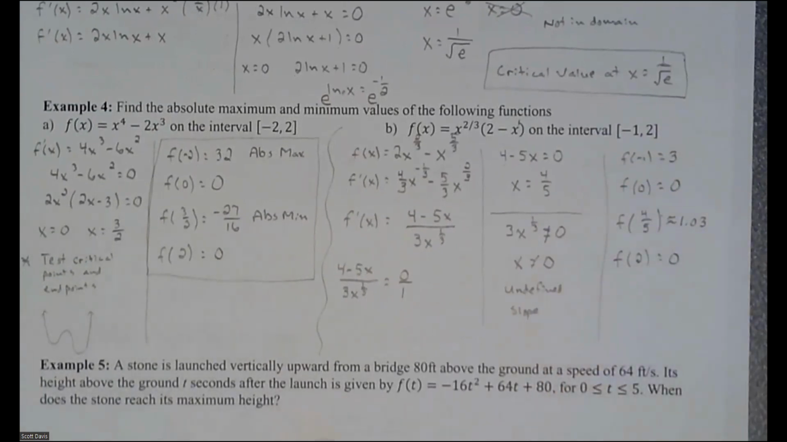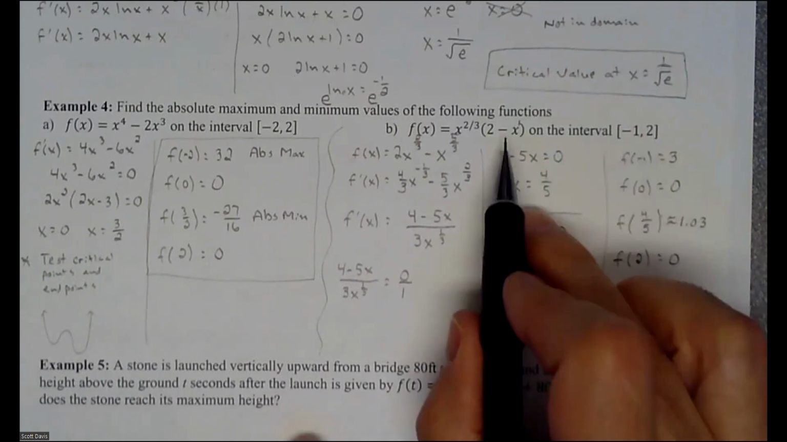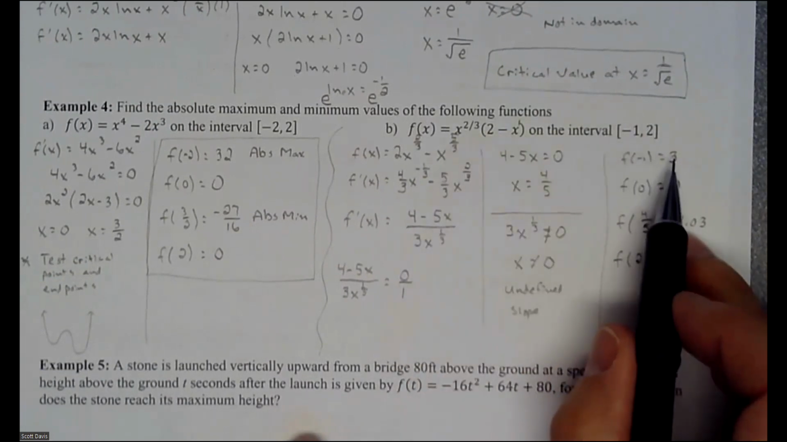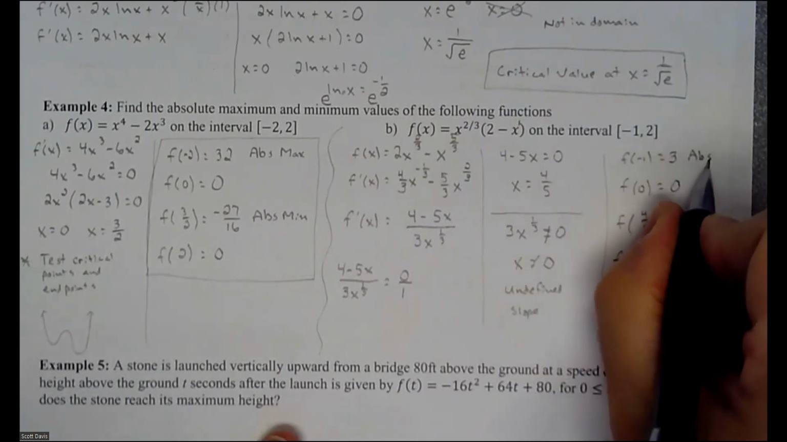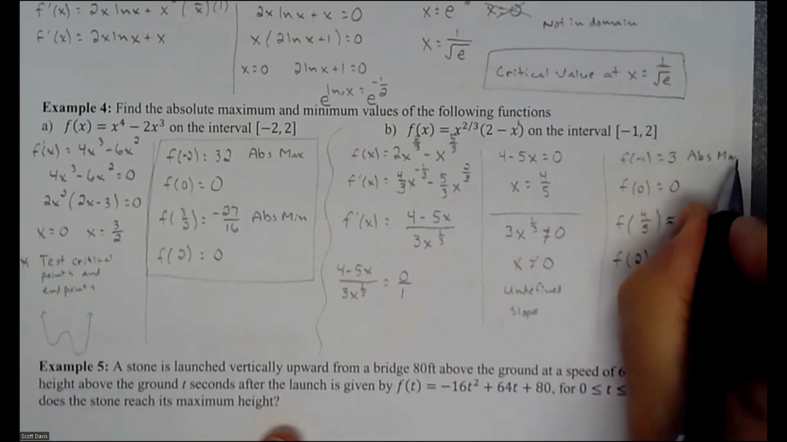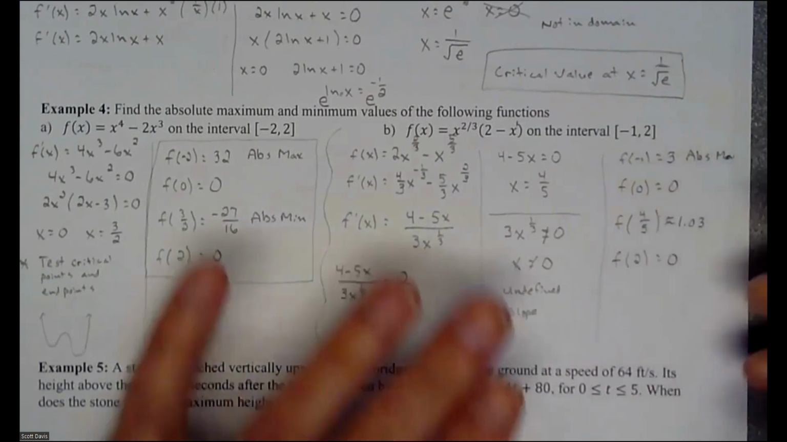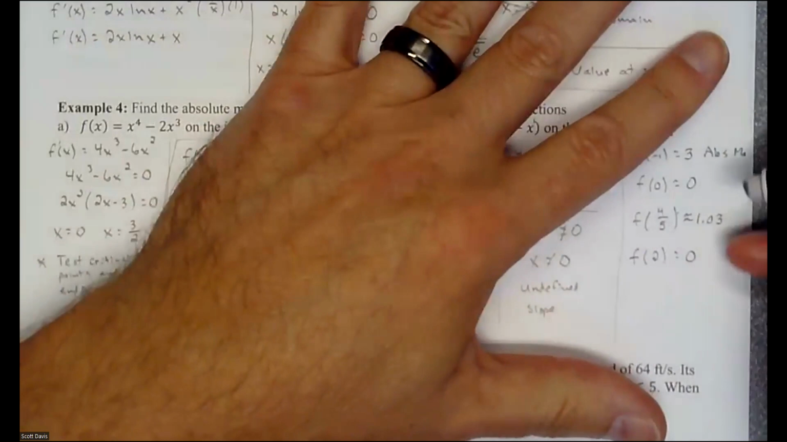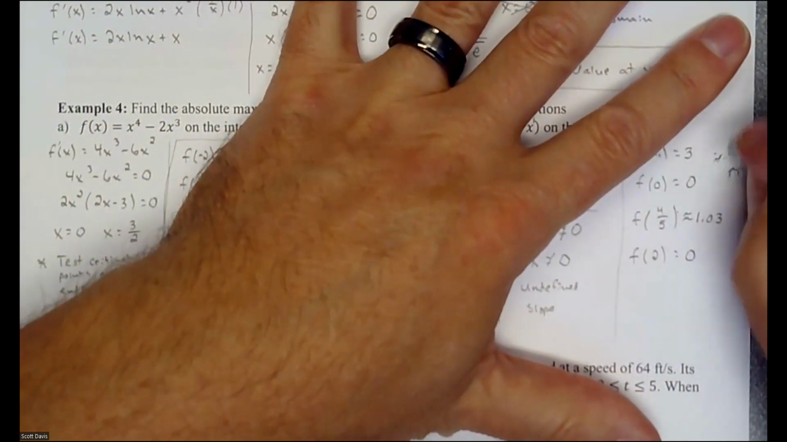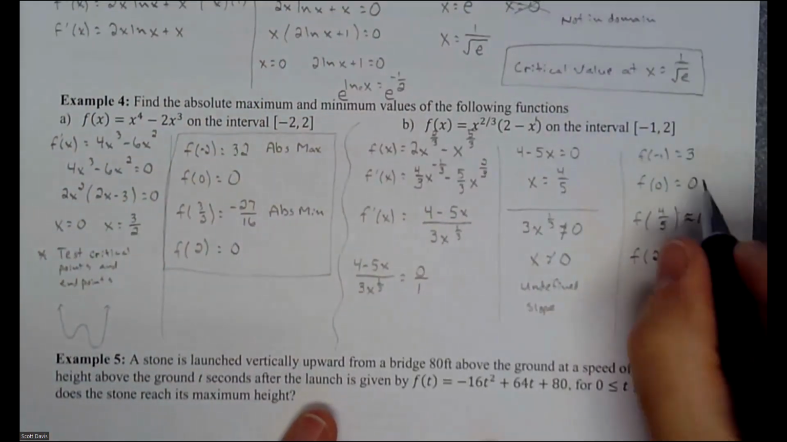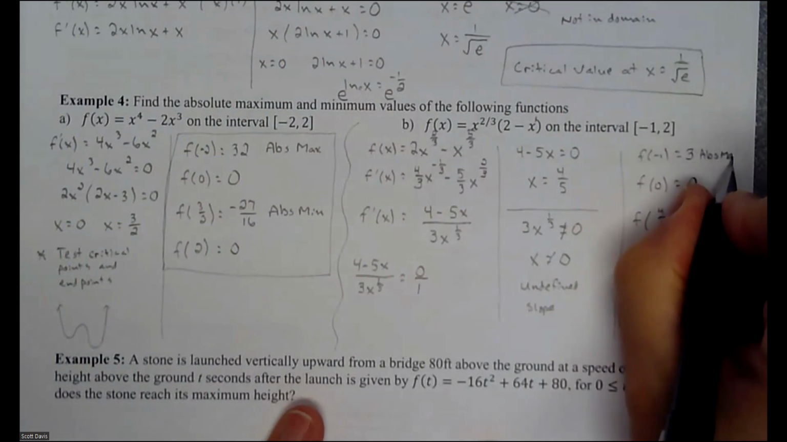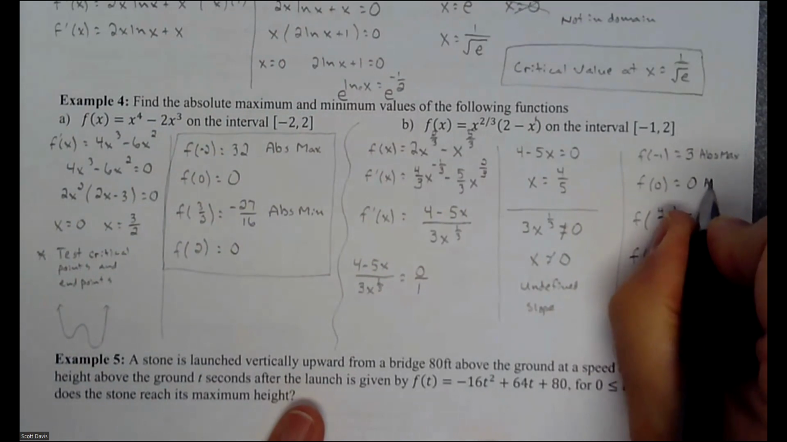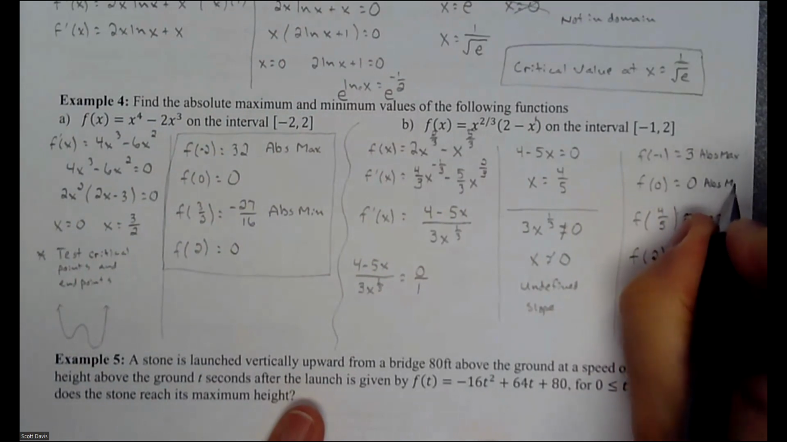So without looking at the graph from this interval on this graph, we would have a high point at 3. That's the highest value. So we're looking at an absolute max. Absolute max. And then we have matching zeros. So we have an absolute max. We have matching absolute mins.